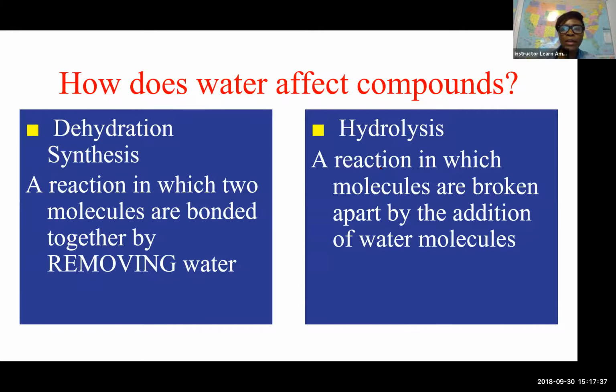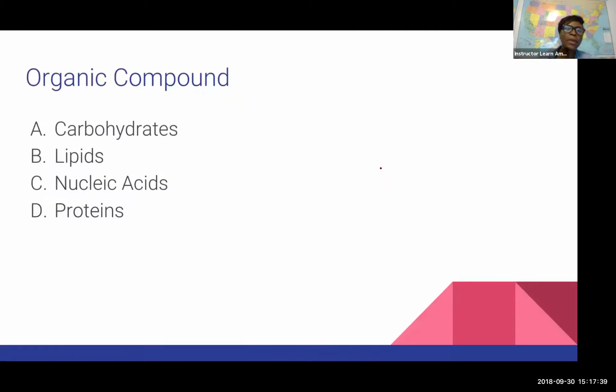Okay, that wasn't so hard. Let's keep going. Organic compounds, the most common ones that we'll cover in this session, we have carbohydrates, lipids, nucleic acids, and proteins.